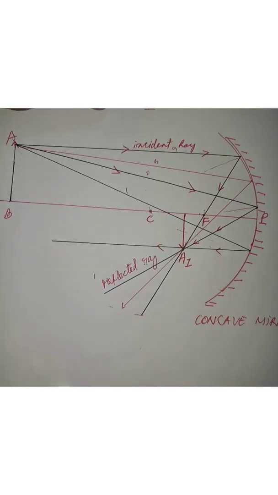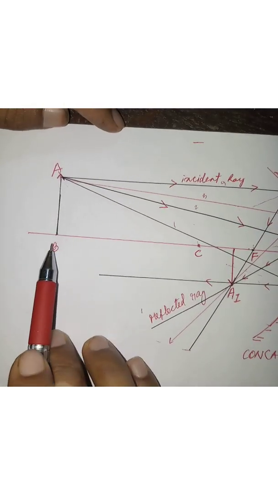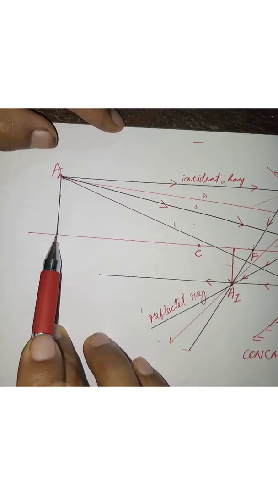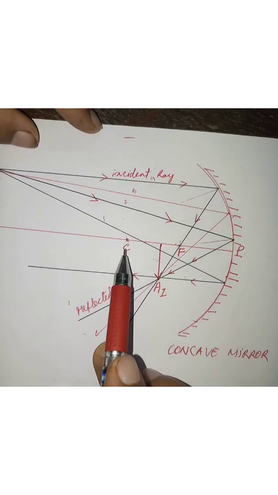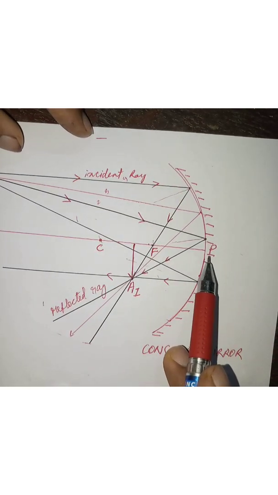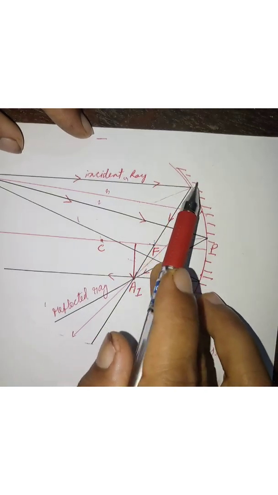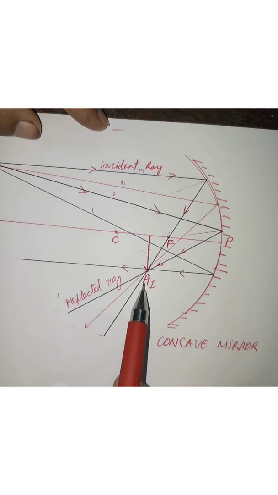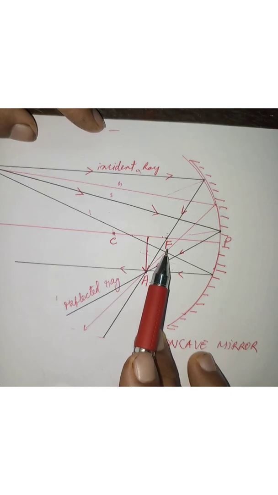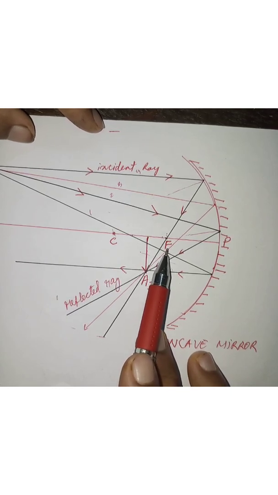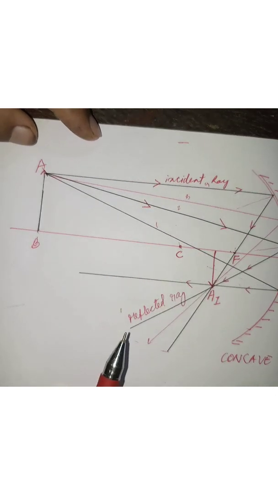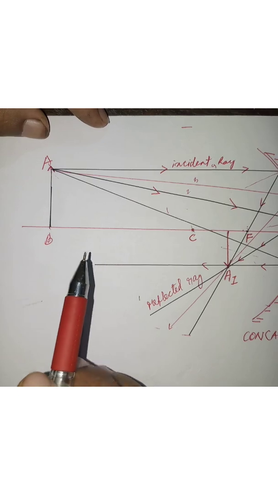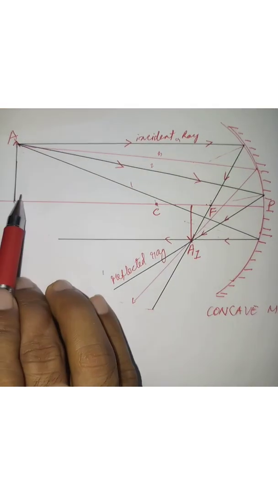Now suppose this is the object, this C is the center of curvature, and this P is the principal axis. This dotted line means that it is a polished concave mirror. Then this A1 is the object, and this F is the focal point. Now suppose you stand in front of a concave mirror, suppose this is you.